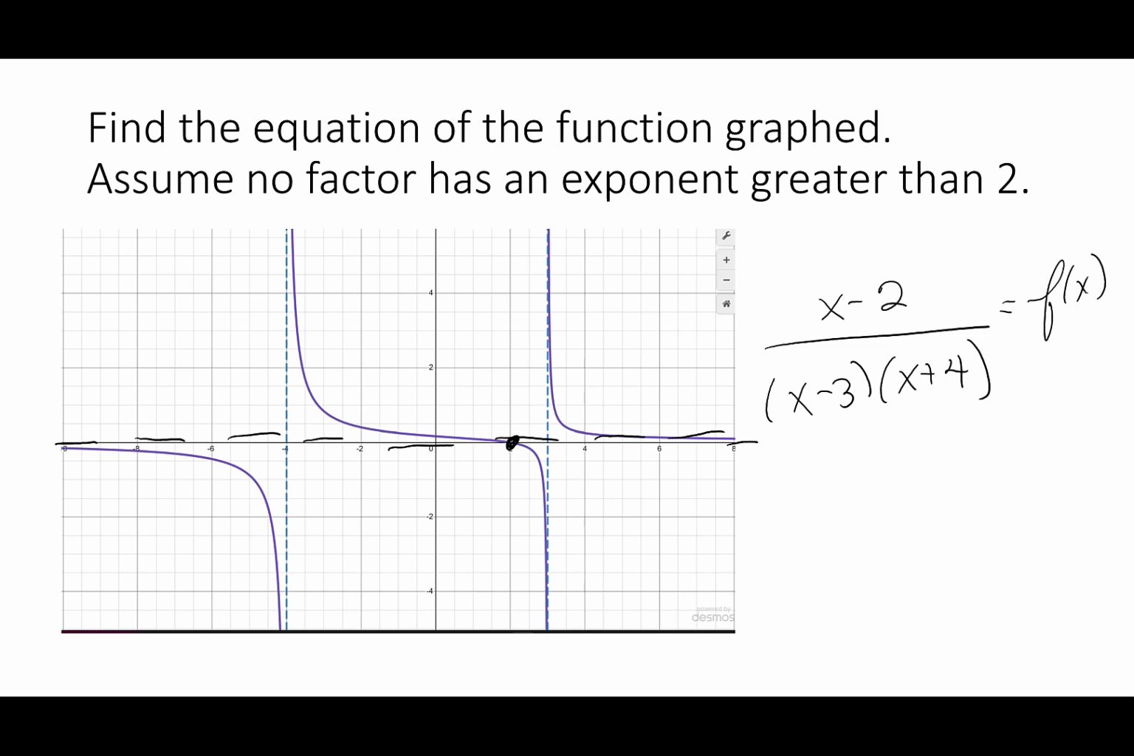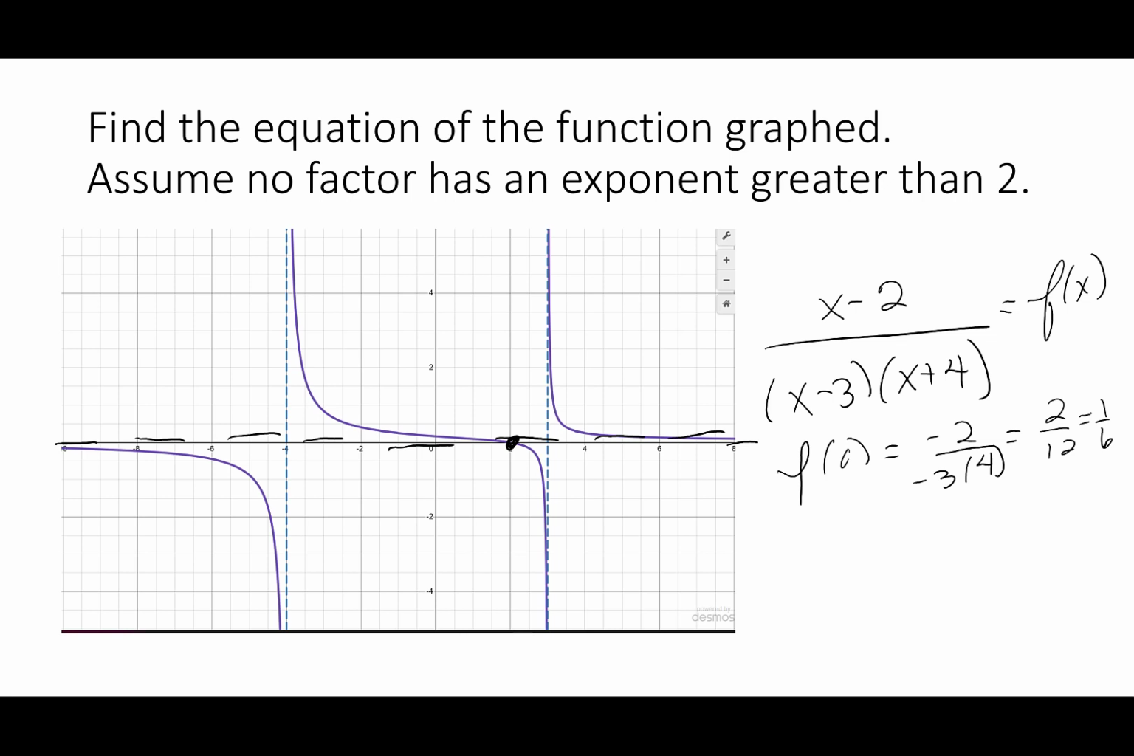I do think it's a good idea to maybe throw in 0 and make sure you end up in the right place where you expect. So think about if I did f of 0 here, I would get negative 2 over negative 3 times 4. Negative negative cancels. I would have 2 over 12, which is 1 over 6. That looks pretty good. I can see it's much smaller than 2.